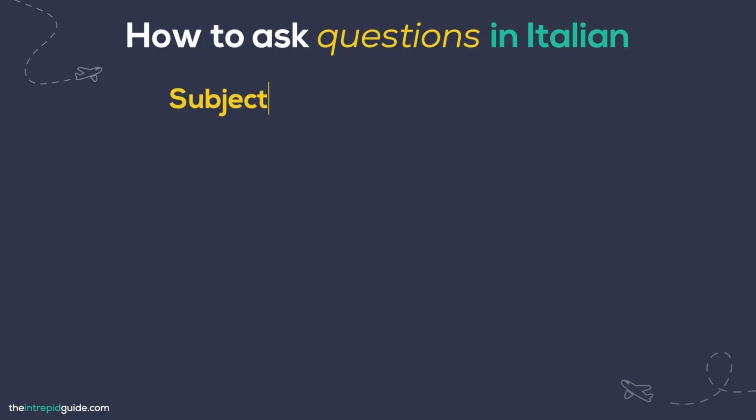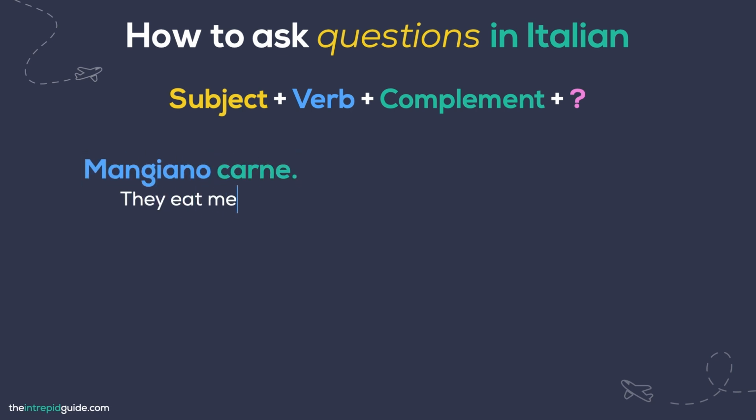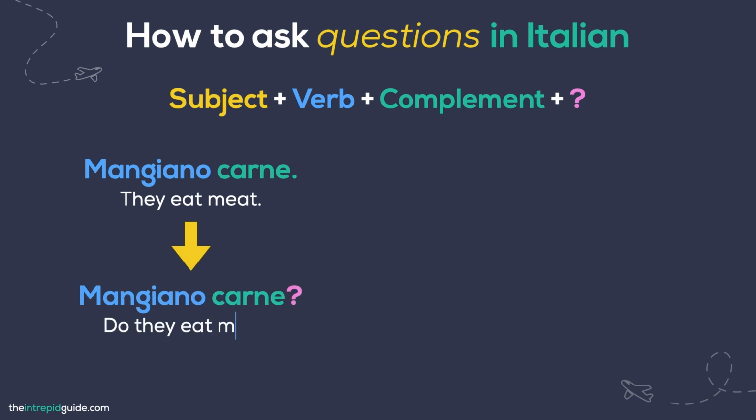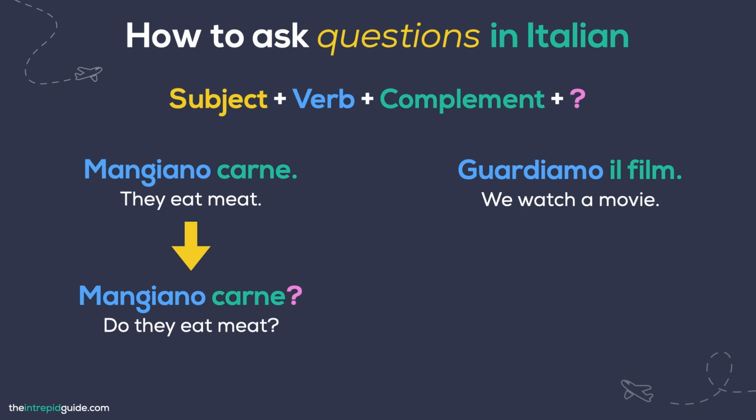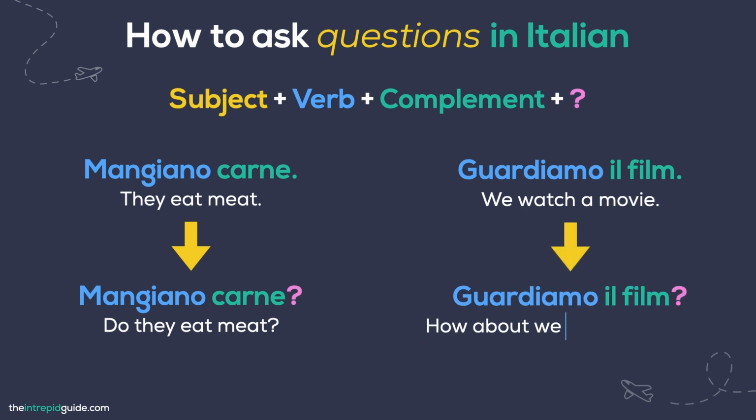You can transform a regular statement into a question simply by using a questioning tone and adding a question mark at the end. Take a look at this structure. Subject plus verb plus the complement plus a question mark or a questioning tone. For example, Mangiano carne. They eat meat becomes Mangiano carne? Do they eat meat? Guardiamo il film. We watch a movie becomes Guardiamo un film? How about we watch a movie?